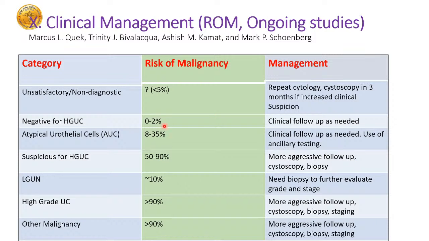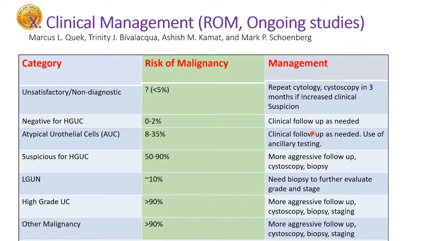Next slide, please. So why do we want to categorize all this? Everything should have a clinical implication. If I say unsatisfactory or non-diagnostic, what is the risk of malignancy that I'm looking at? Or if I say high-grade urothelial cancer, just like the Bethesda for thyroid, if we say non-diagnostic or unsatisfactory, or negative, it has a certain risk of malignancy associated. When we come to the atypical category, the risk of malignancy is 8 to 35%.